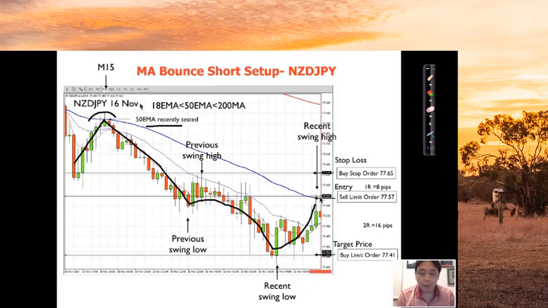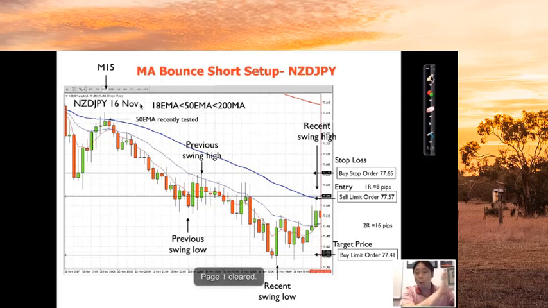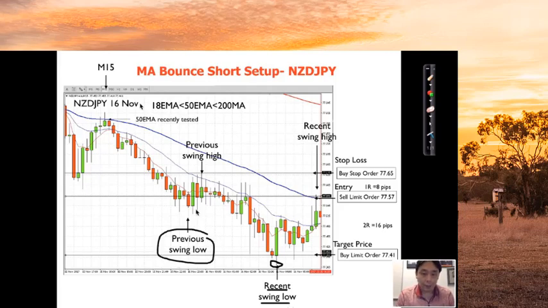So first of all, is this a valid trade? Yes, because we have a downward wave pattern. Where is the recent swing low? This is the one, right? Our recent swing low. And our previous swing low is here. That's the previous swing low.